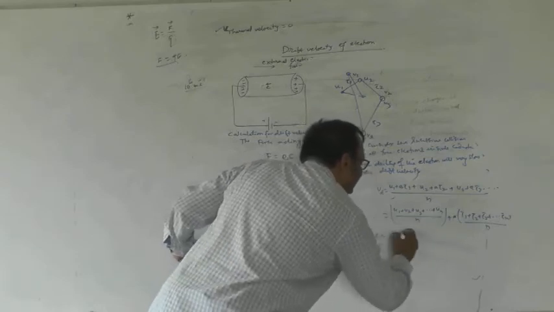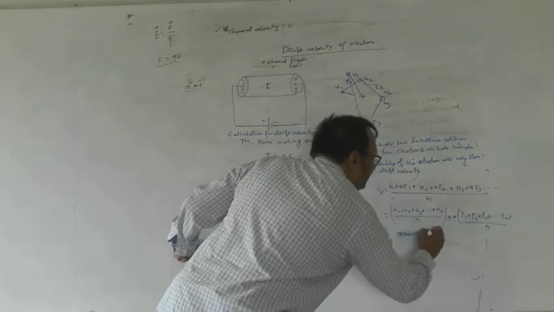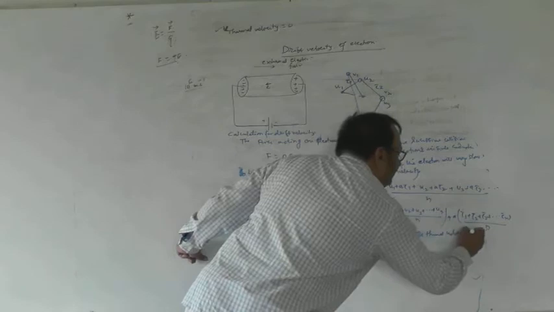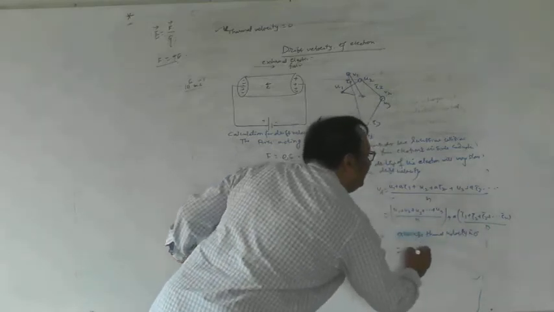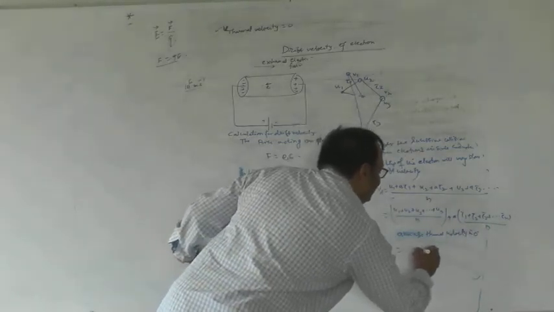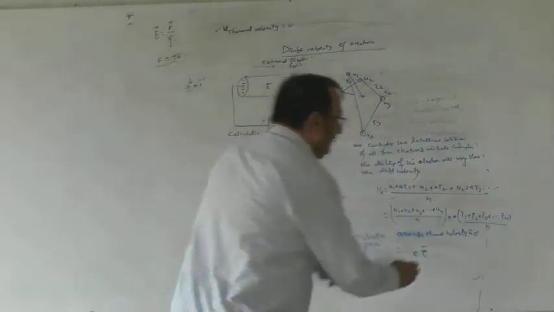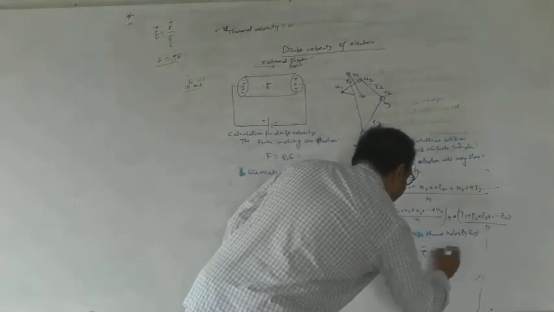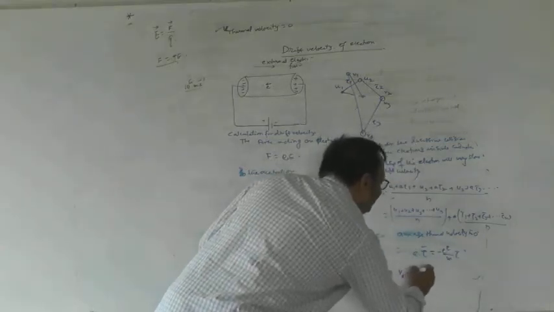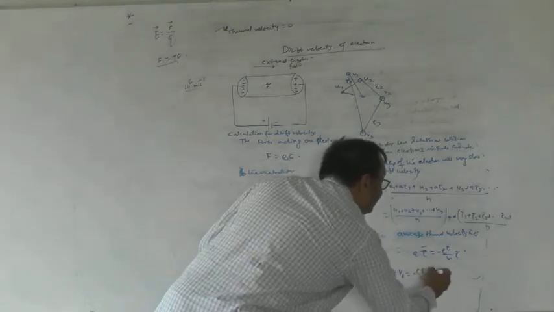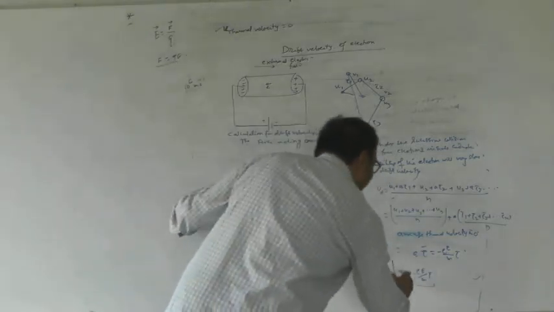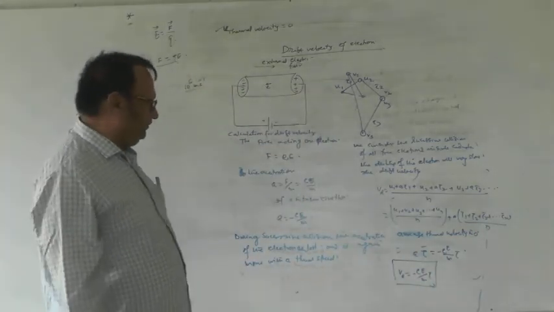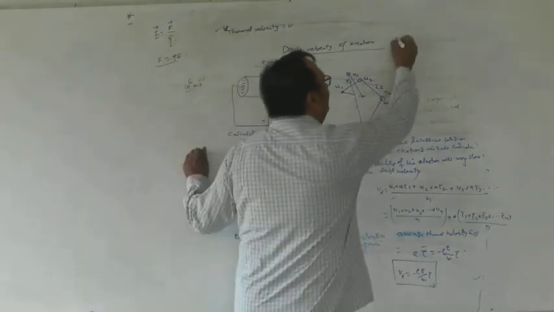Right here, average thermal velocity is 0. So this will equal a tau average. And a is known as minus e by m. So drift velocity Vd is equal to minus e by m into tau. This is the drift velocity of the free electron.